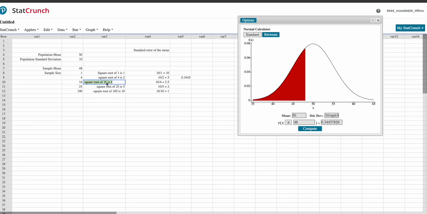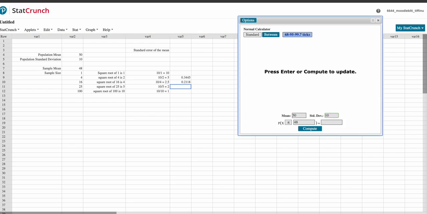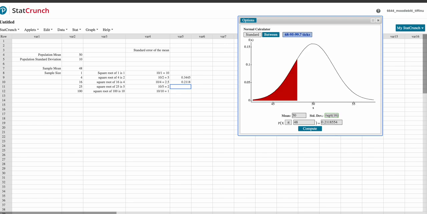Same thing here. What if I ask 16 people? The square root of 16 is 4. 10 divided by 4 is 2.5. So let me type in 2.5. I get 0.2118. But I could also just simply take the population standard deviation divided by the square root of 16, and I get 0.2118. Same exact value.